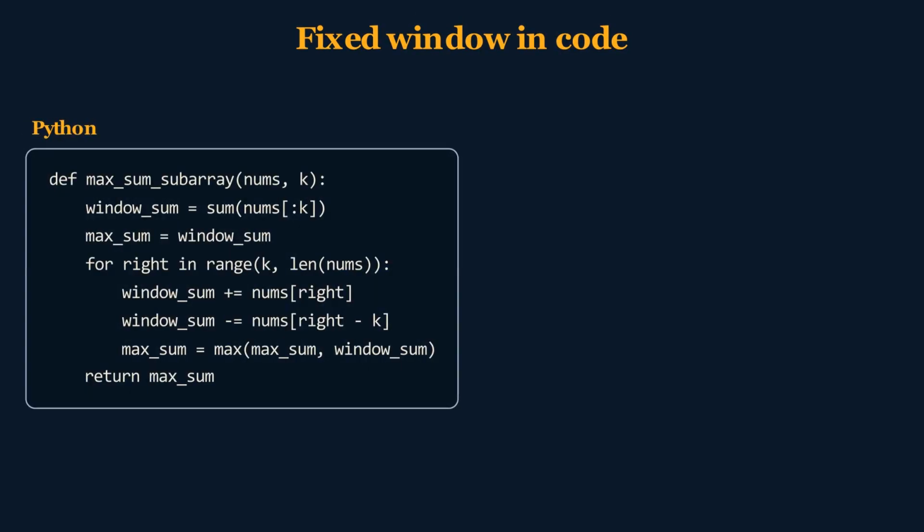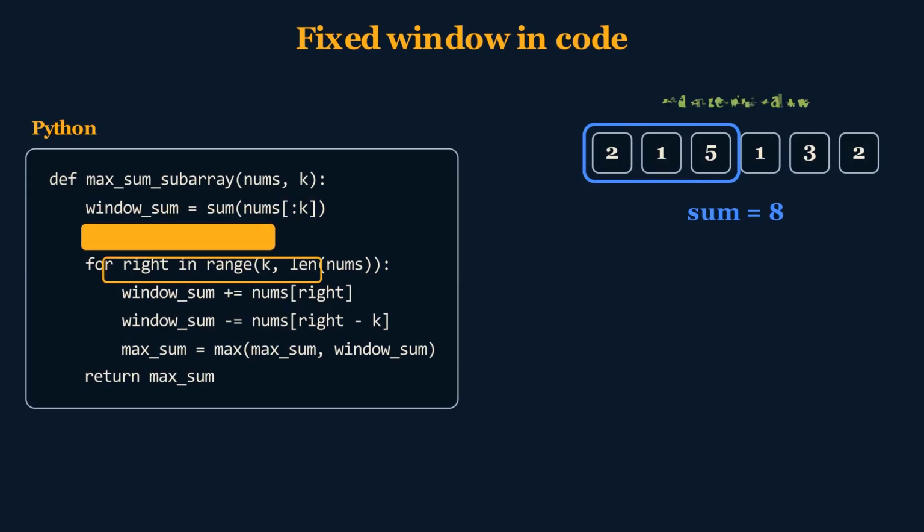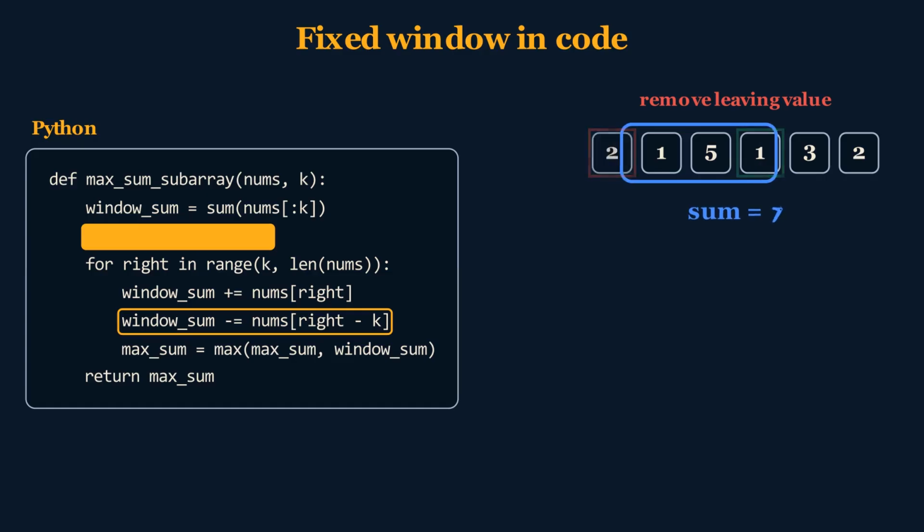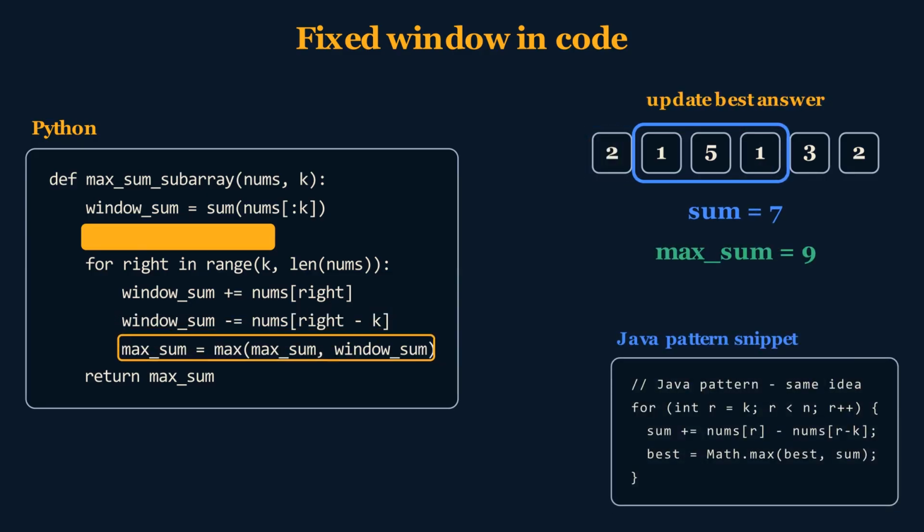Here's the code. First, we build the very first window with 1 sum. Then for every next position, we add the value entering on the right and subtract the value falling off on the left. After each slide, we update our best answer. Notice the pattern. Add right, remove left, update. That's the whole fixed window. And the same idea works in Java, just different syntax, same 3 moves.